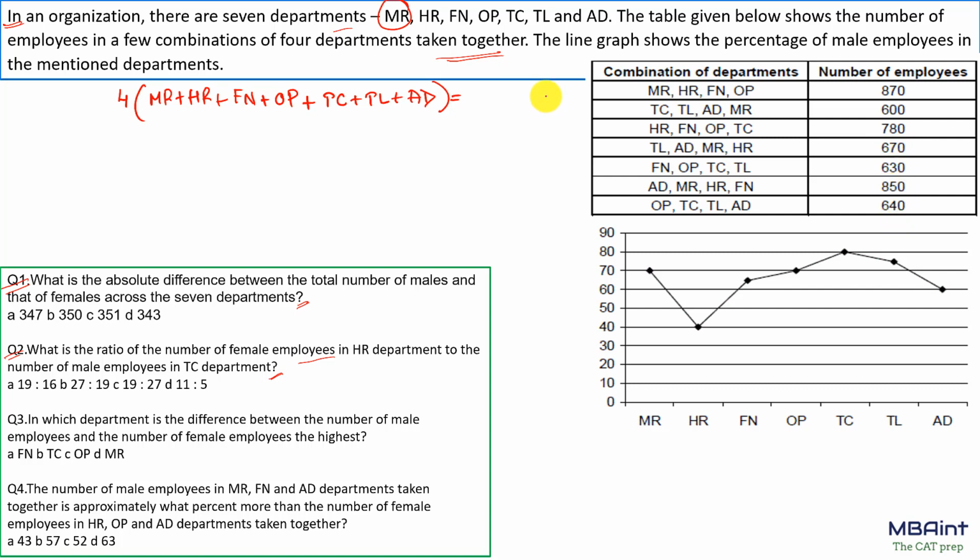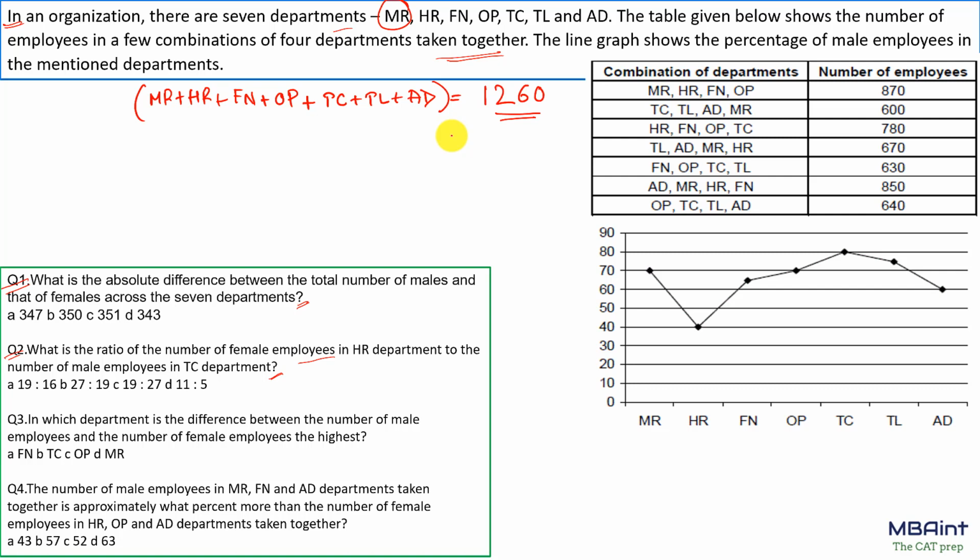So 4, carry 3. So 11 plus 6 is 17, plus 7 is 24. This is 30, 36, 36 plus 8 is 44, plus 6 is 50. So this is the number. Let me divide it by 4 on both sides. So 5040 divided by 4 is 1260. Fine. So the sum of the total number of employees is 1260.